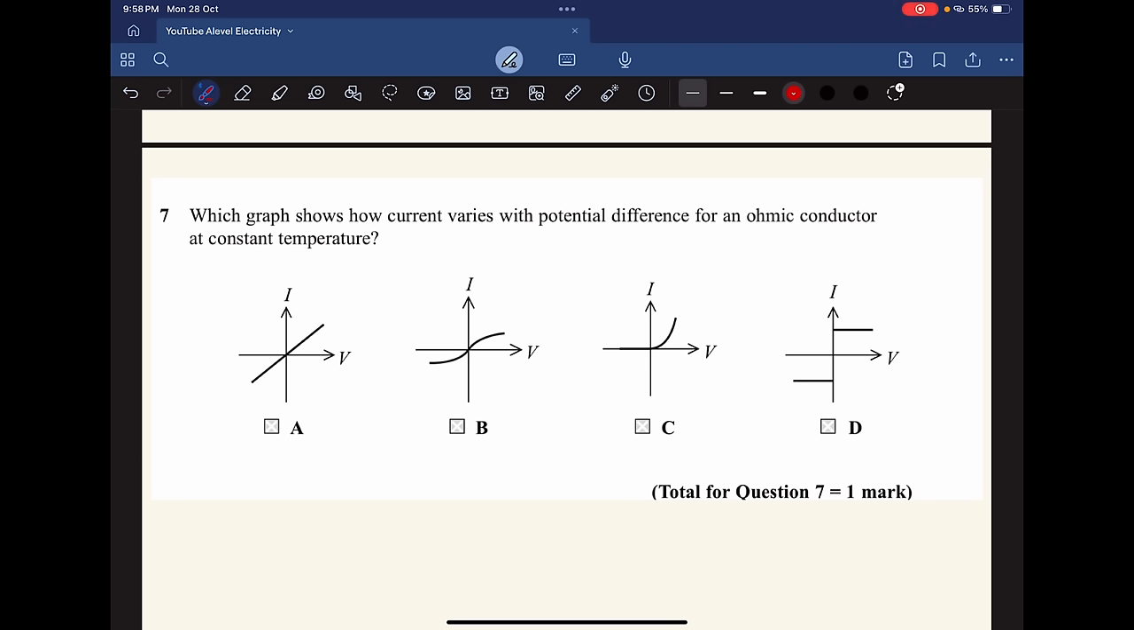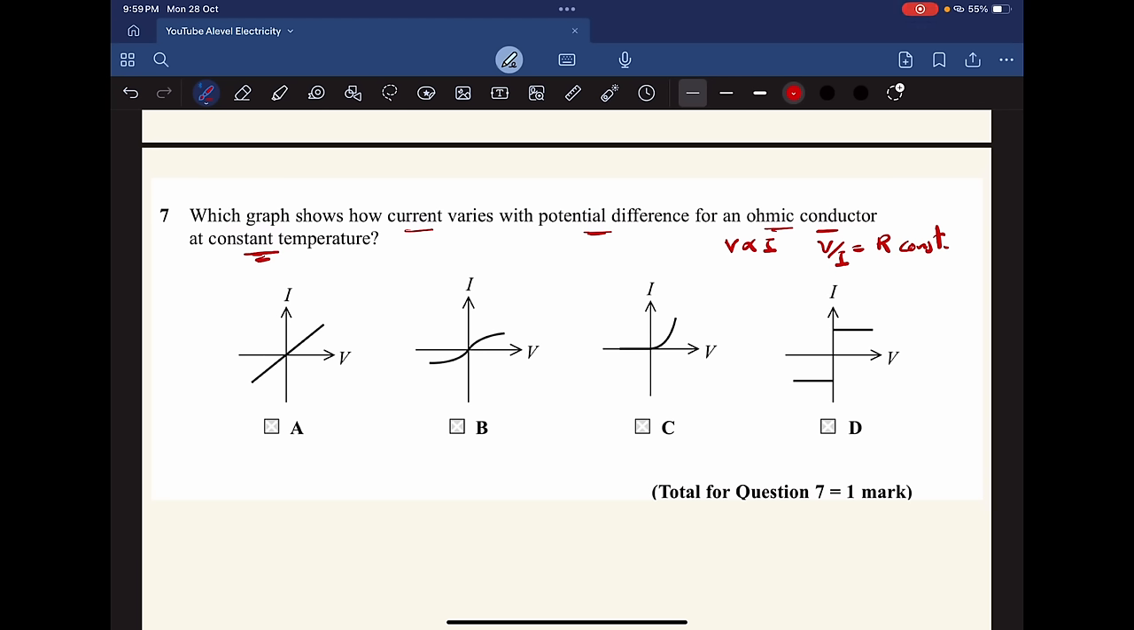In this question, showing how the current varies with the potential difference, the examiner gives us a lovely keyword, which is an ohmic conductor. Any relation between voltage and current is directly proportional, especially when the temperature is constant. So when you divide V over I, the gradient must be constant resistance.